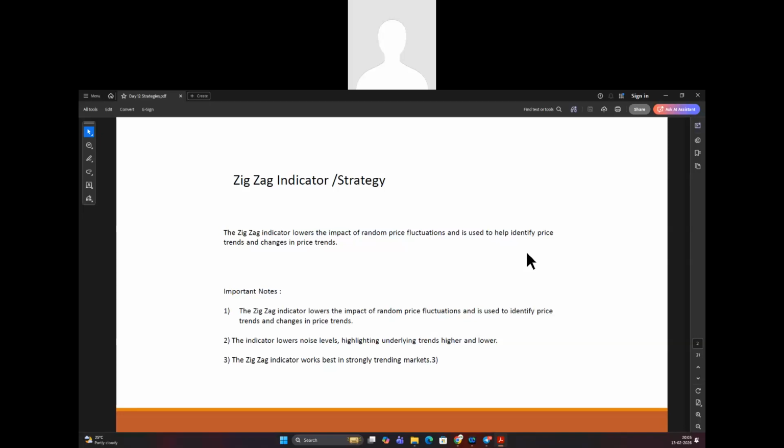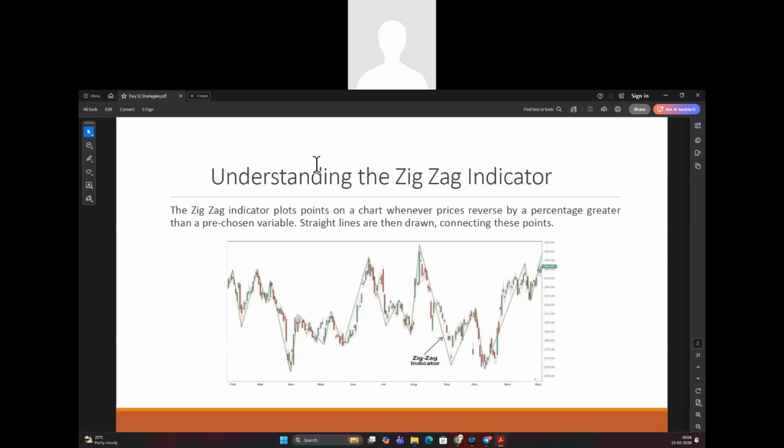So, in order to identify the trends, I think Manish had asked me what is super trend. So, this is super trend. Many people use different ones, some ATR and all, but we use zigzag indicator. I can say almost some 80% is the success rate in order to identify the super trend. The zigzag indicator works best in strongly trending markets.